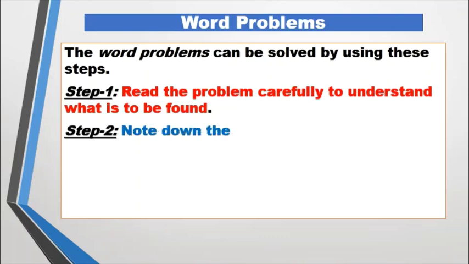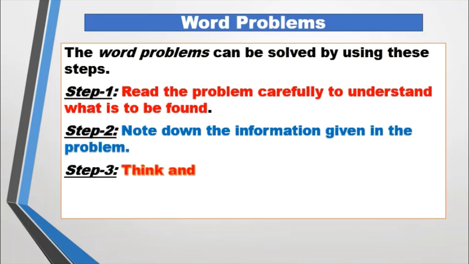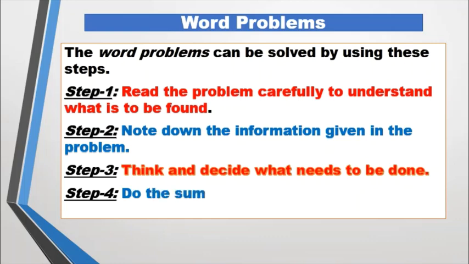Then step 2. Note down the information given in the problem. Now you have to see what is the information given. You have to write that as statements. Now step 3. Think and decide what needs to be done. Now what you have to do? You have to read the question and think what you have to do to get the answer or how to solve that sum. The fourth one, do the sum and recheck the calculation. You have to do the sum and recheck the calculation.